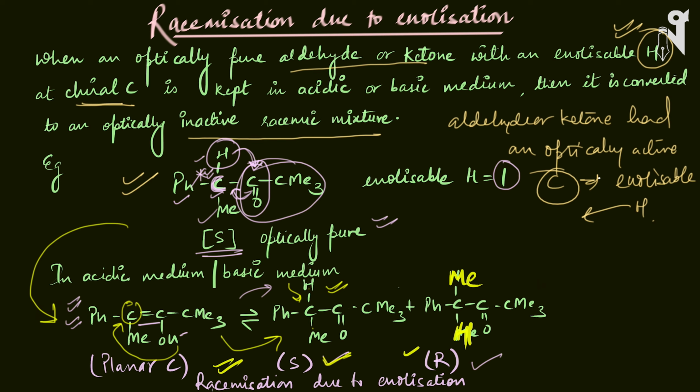But the important thing is, racemization will happen only if the enolizable hydrogen is present on the chiral carbon. If the chiral carbon is present somewhere else in the chain, and we are not taking the hydrogen from there for enolization, then racemization will not take place. What do I mean? Let's understand it through the examples.